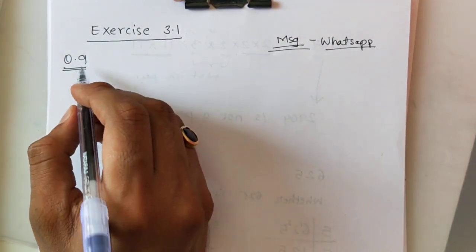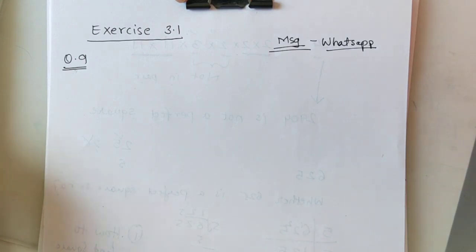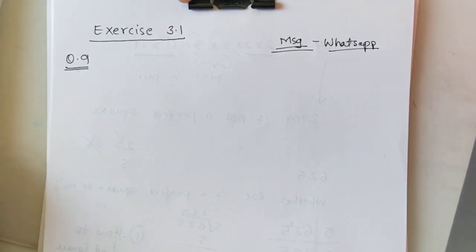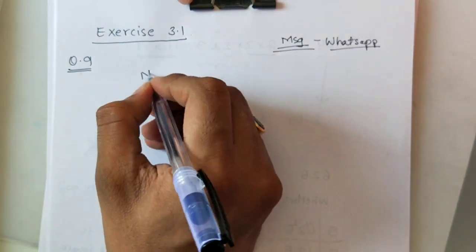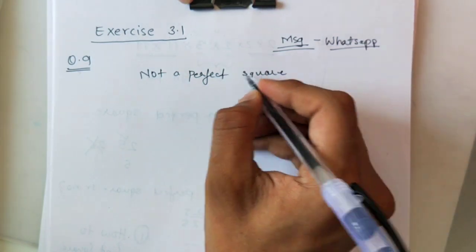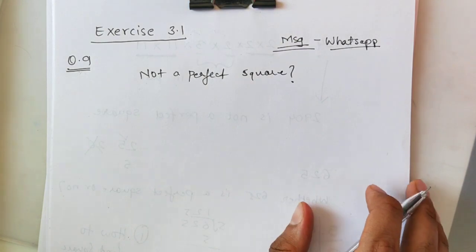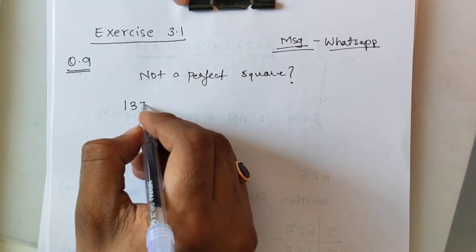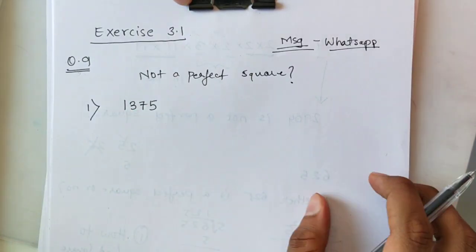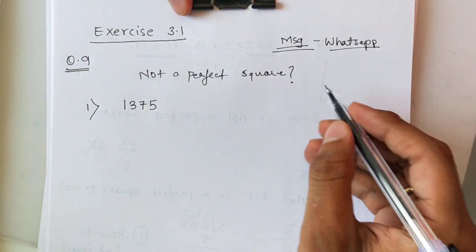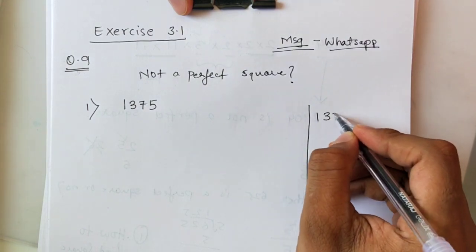Now let's do question number 9. What is the question? You can read it yourself. Using prime factorization, find out which of the following is not a perfect square. I'll write the keyword here. Which of the following is not a perfect square? They are asking me. The first number they have given is 1375. This is the first sum. Let's check whether this is a perfect square or not. How to check? By doing prime factorization.